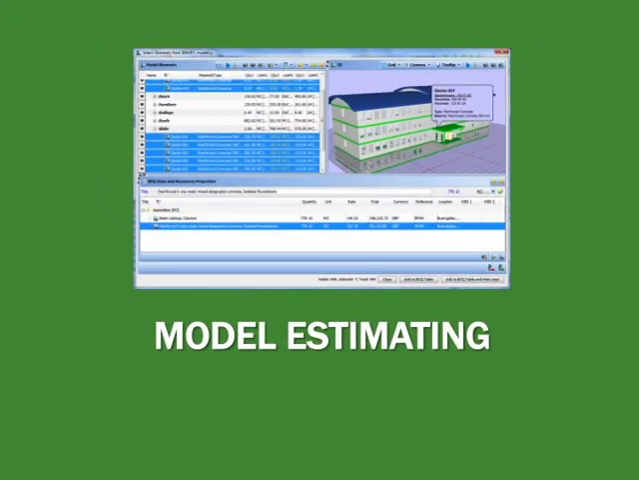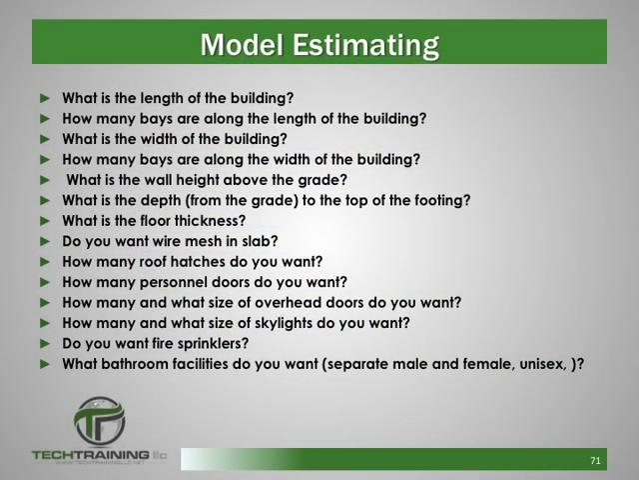Next up is model estimating. Model estimating uses computer-generated models to prepare the estimate based on a number of equations answered by the estimator. Model estimating is similar to assembly estimating, but it requires less input from the estimator. For example, an estimate may be prepared for a warehouse by answering the following questions. What is the length of the building? How many bays are along the length of the building? What is the width of the building? And so on.